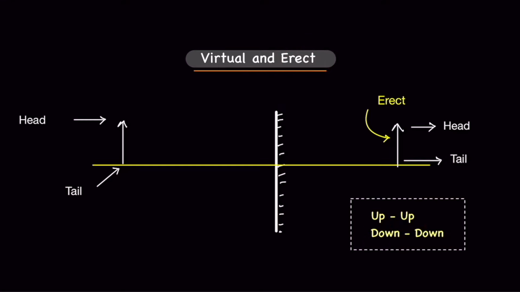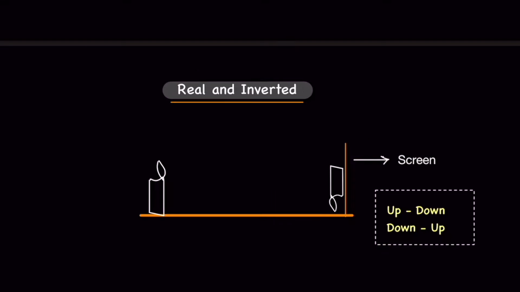So whenever we have a virtual image, it must be erect. Next we will see about the real and inverted. As you see in real and inverted, this is a candle and here is a screen. So when we see the image of the candle on the screen, we notice that the head of the candle now becomes the tail of the image and the tail of the object becomes the head of the image.